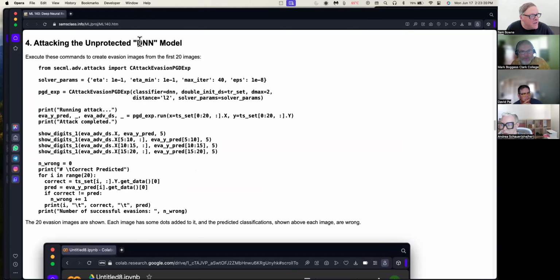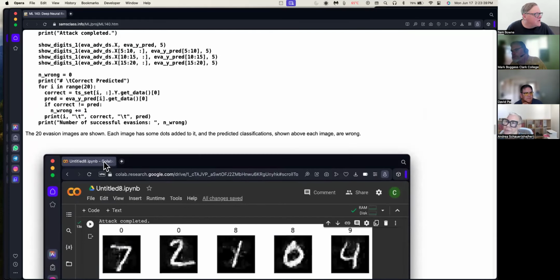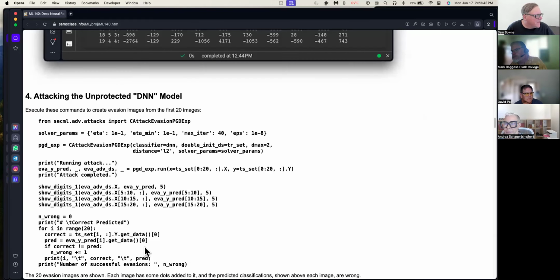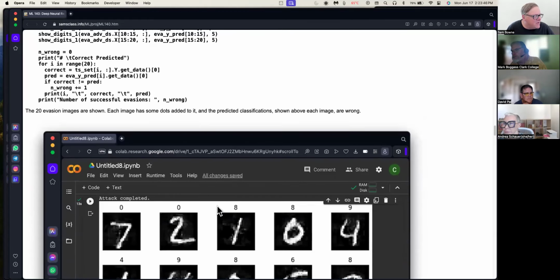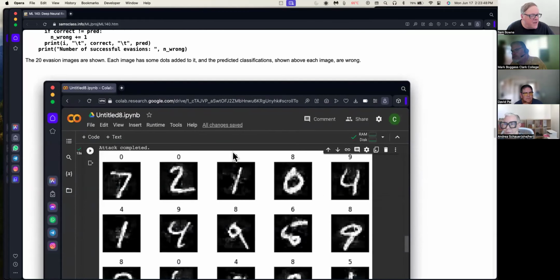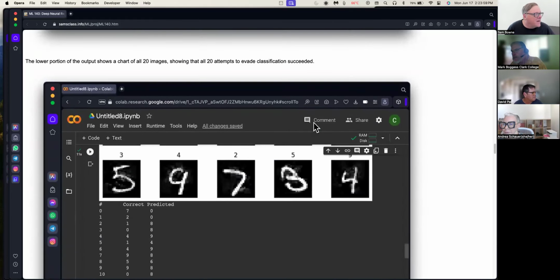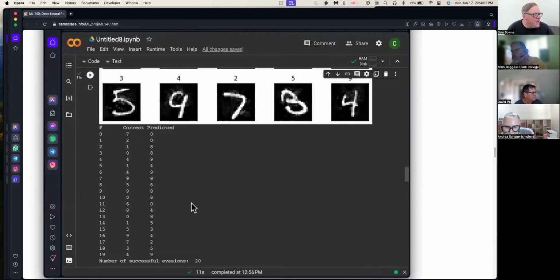So now we're going to attack the unprotected model. We create evasion images, images that are going to fool it, and then have it try to predict them. And the end result is, when I give it evasive images, it gets them all wrong. It thinks this is an 8. It thinks that is an 8. It thinks that is a 9. All 20 of them are wrong. That's the unprotected model. The poisoning is very effective, or the evasion in this case. All right. And so all 20 attempts to evade classification succeeded.